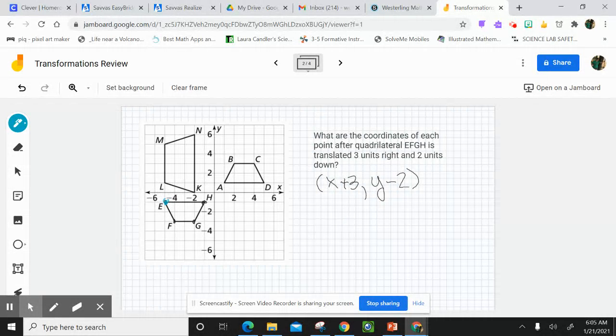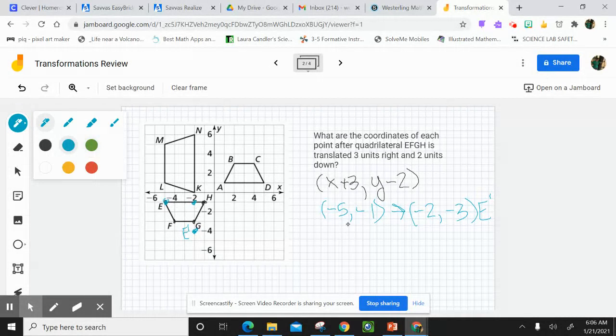So E, the original coordinate is at (-5, -1), and so let's use our rule. -5 plus 3 is going to be -2, and you can use your number line to help you with that. 1, 2, 3. -1 minus 2, I'm going to go down 3. So 1, 2, 3. So my new E, my E prime is right there. So this is E prime.